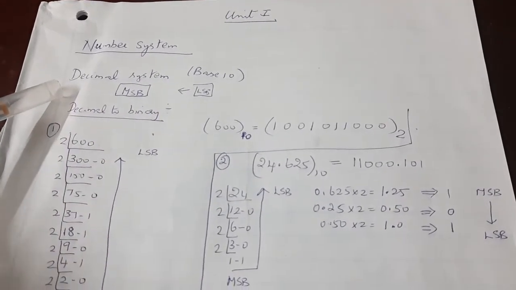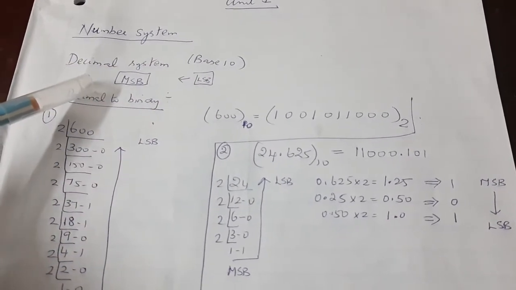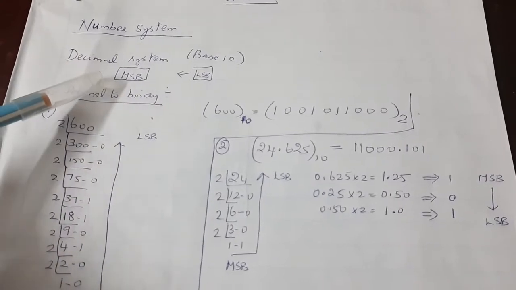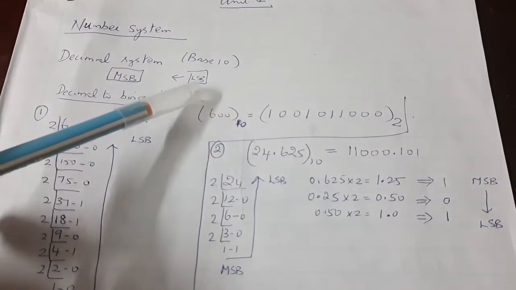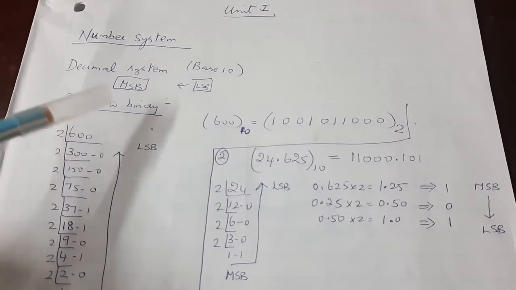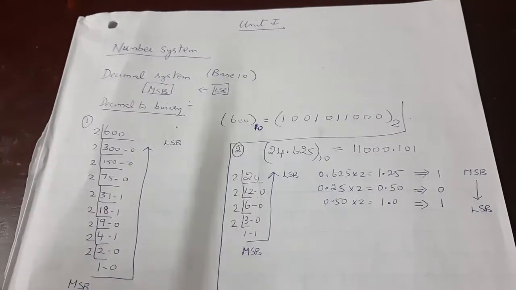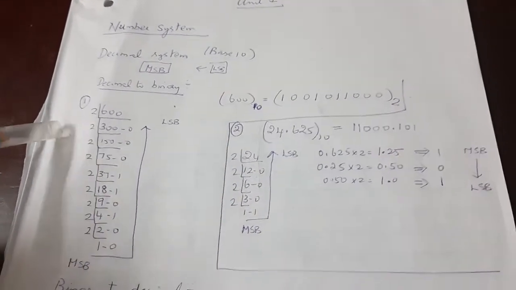First is the decimal number system. The base is base 10. You have to write it in order of MSB on your left hand side, and your right hand side will be your LSB. How to convert a decimal to binary? It is a tutorial session where you will have a few problems to be discussed on each conversion. So we'll take a problem.